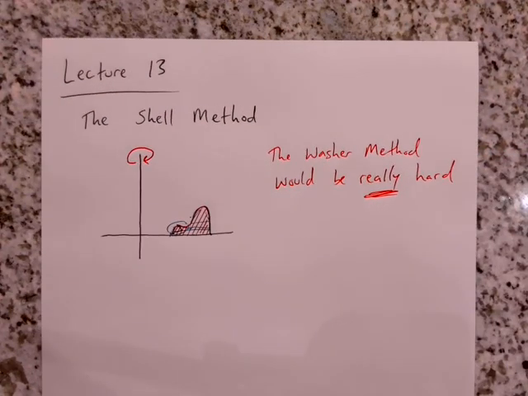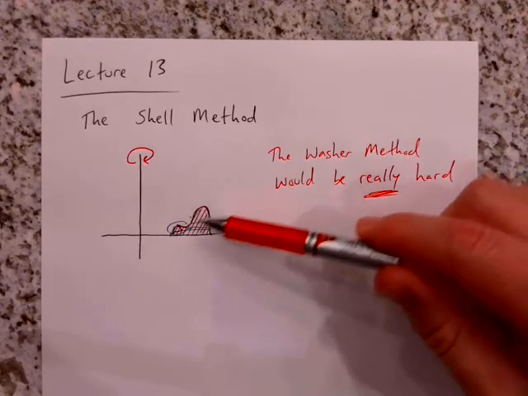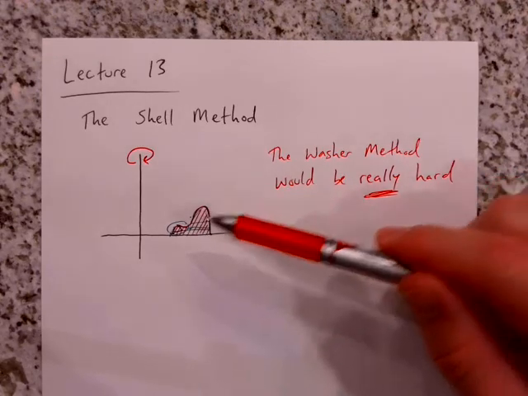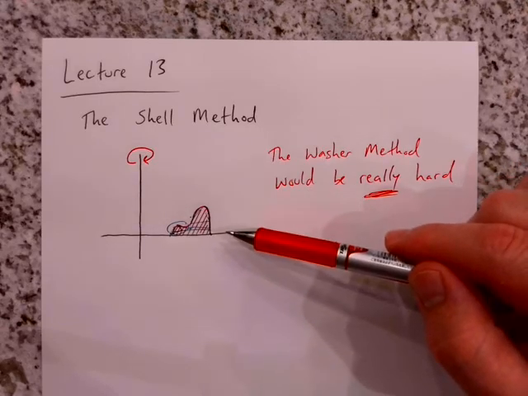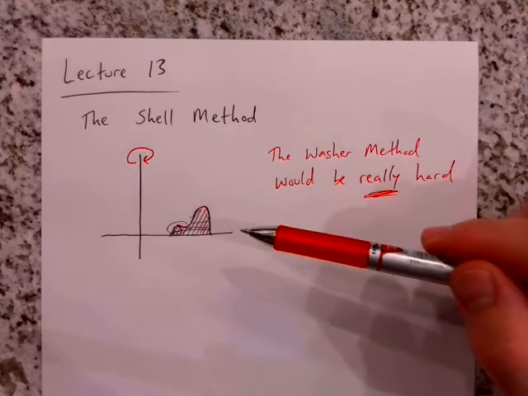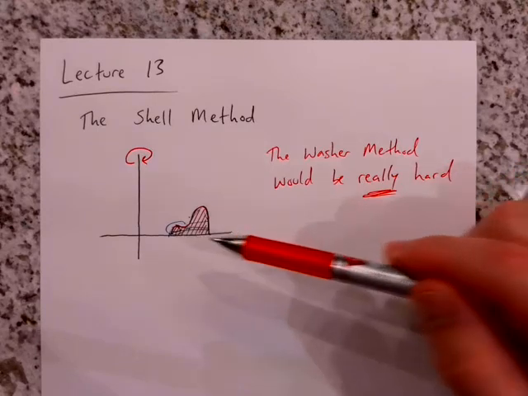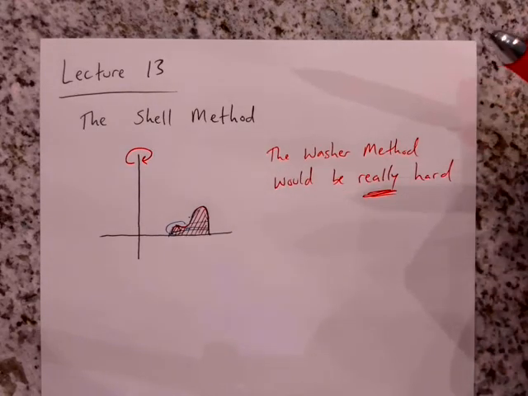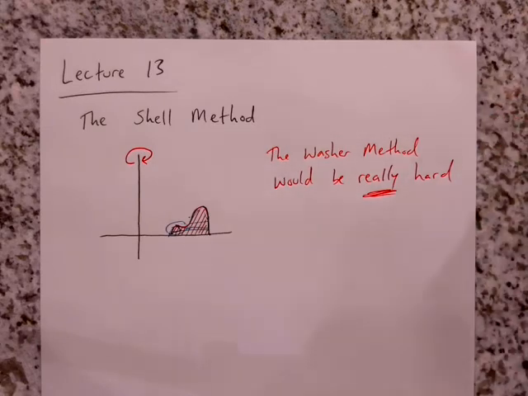Really hard. We would have to find four different equations for this curve so we could do all the right side versus left side stuff. We would have to have multiple rectangles for the same slice. It'd just be a ton of work, a ton of integrals, and a ton of algebra. So instead, we use the shell method.